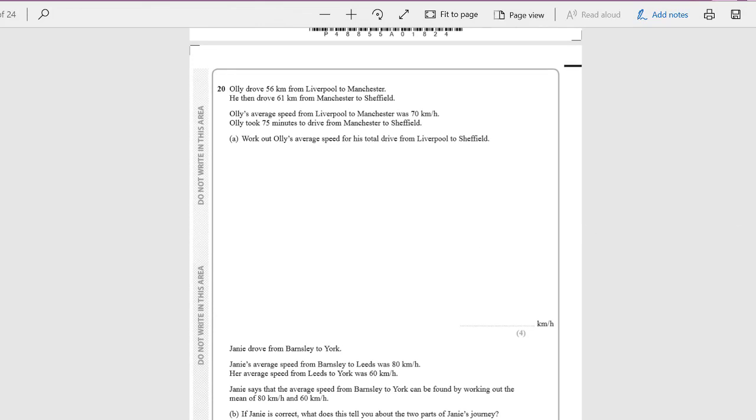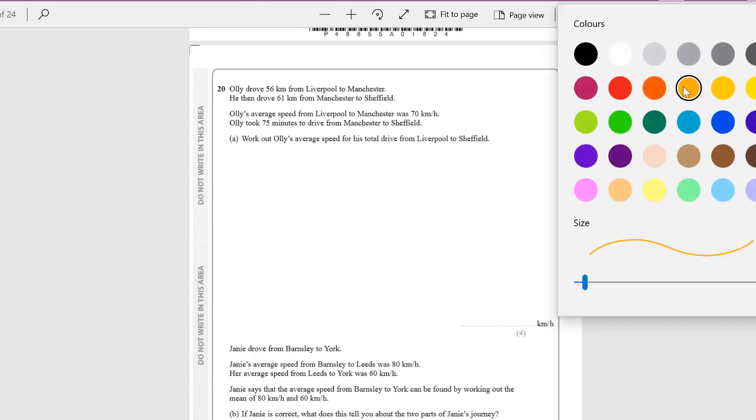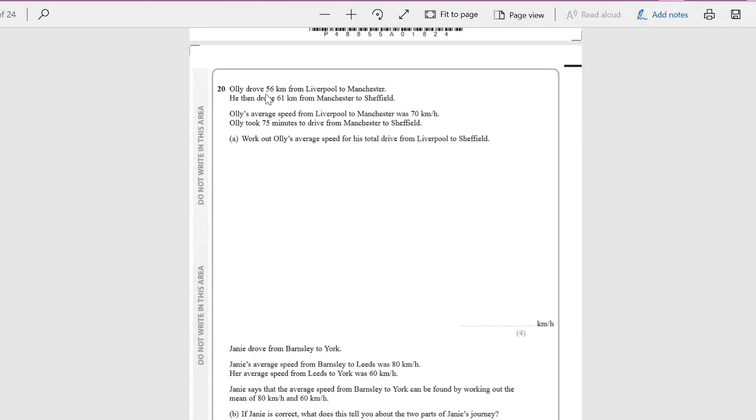Okay, question 20. There's quite a bit of information here, so let's summarize it. Ollie drove 56 kilometers from Liverpool to Manchester. He then drove 61 kilometers from Manchester to Sheffield. His average speed from Liverpool to Manchester was 70 kilometers per hour, and Ollie took 75 minutes to drive from Manchester to Sheffield. Work out his average speed for his total drive from Liverpool to Sheffield.